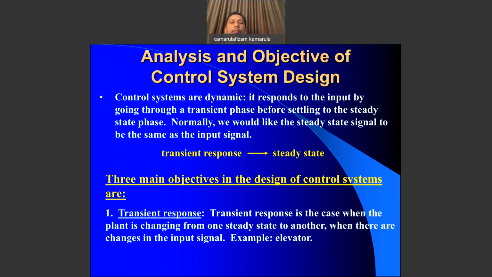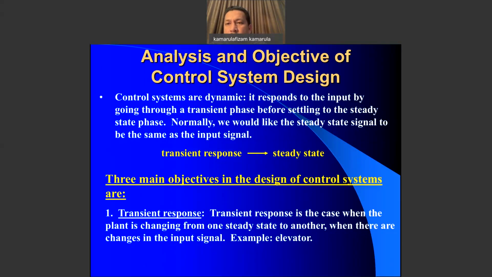Analysis of control system. When you are working with any control system, basically you want to know whether this system is okay or not. But how do you know, and how do you check? So first we look at the transient characteristics.